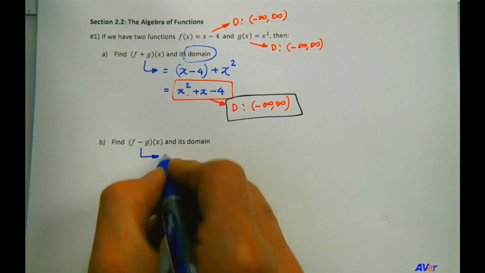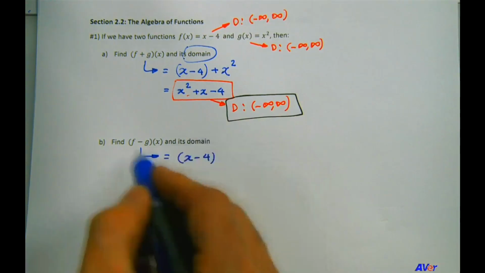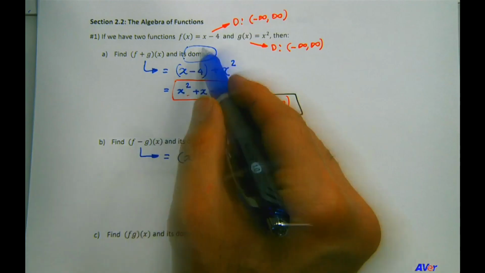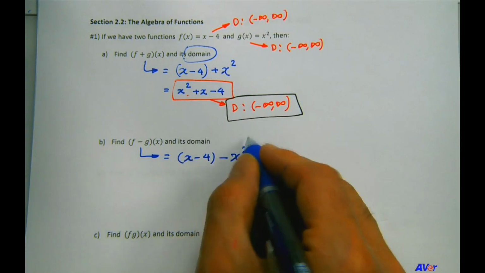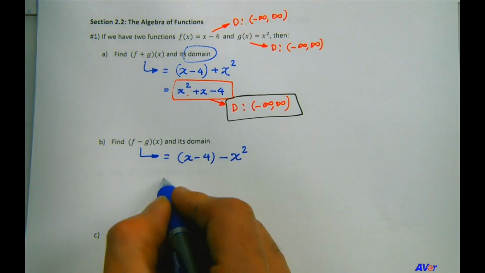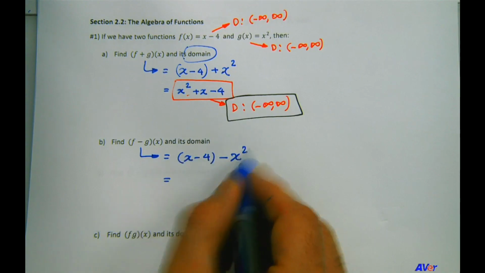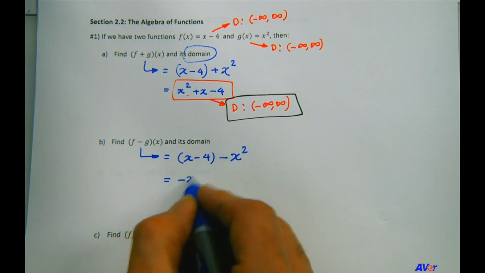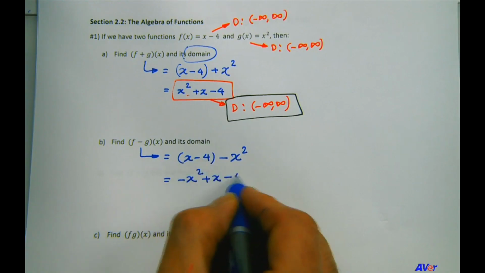So this results in x minus 4, which is f, right? And then minus g, which is x squared. Okay? Once again, let me rearrange these in the descending order of power of x. So we have minus x squared plus x minus 4.